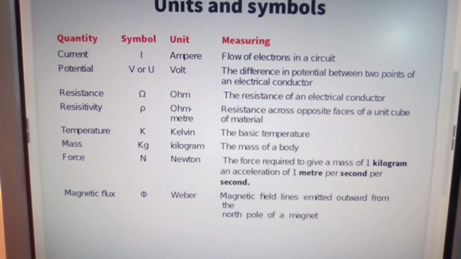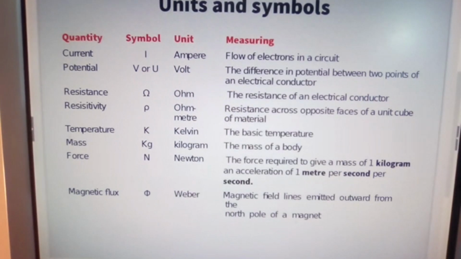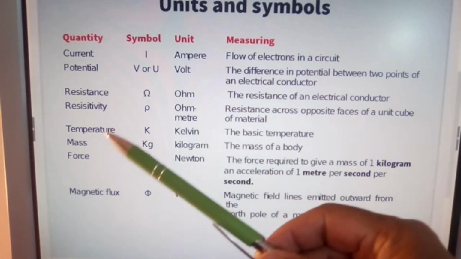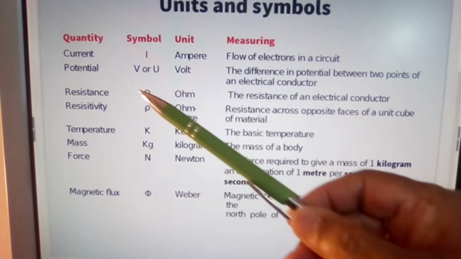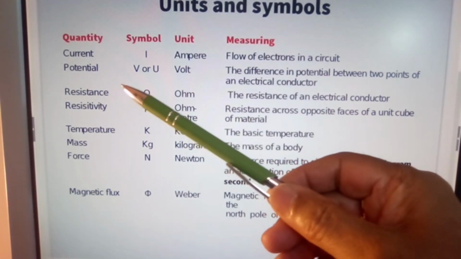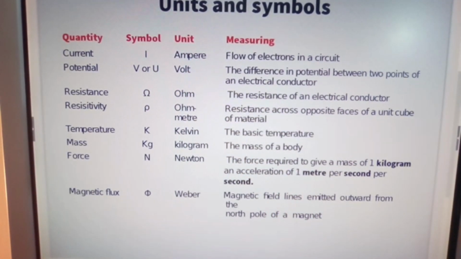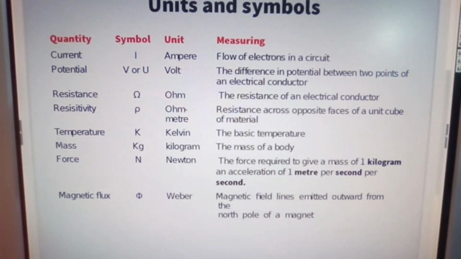Units and symbols: current, potential, resistance, resistivity, temperature, mass, force. For example, potential is V or U, in volts, and so on. That's for you to read for yourselves; you don't need me to take you through that.